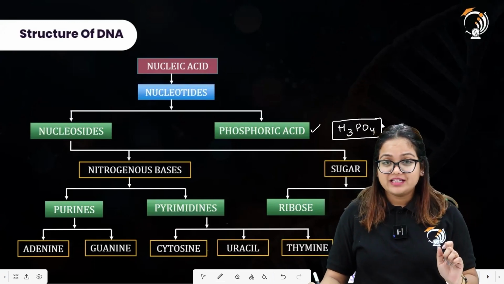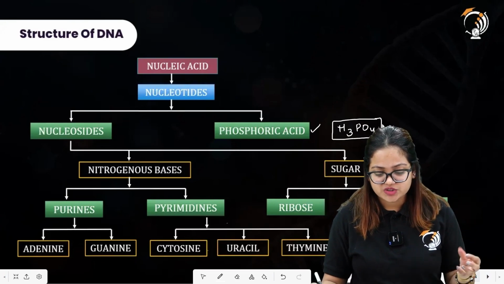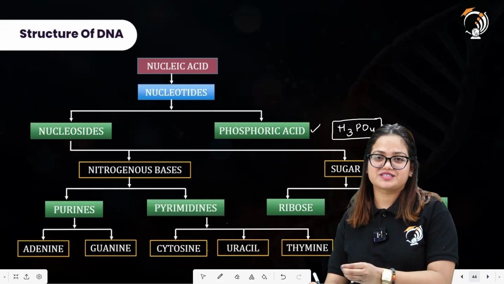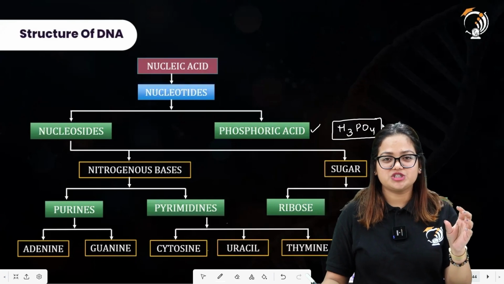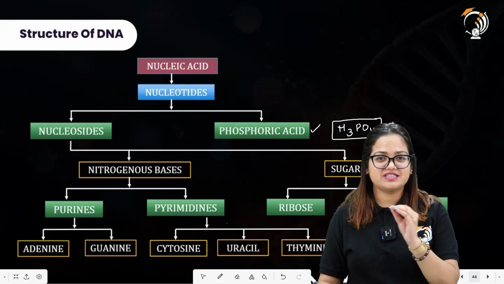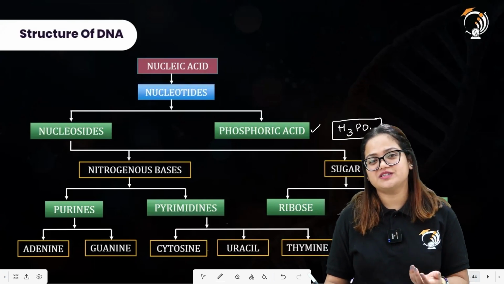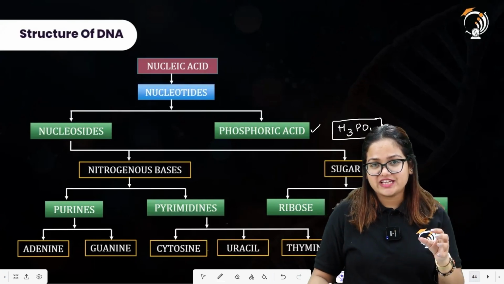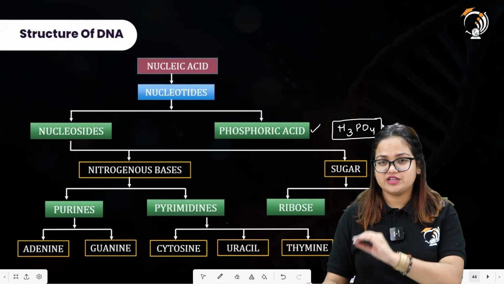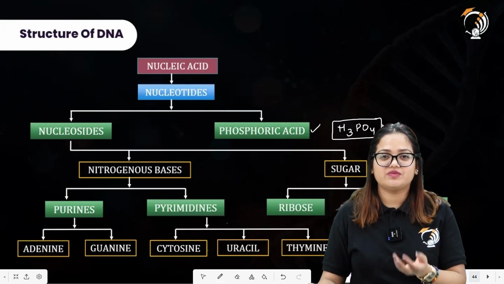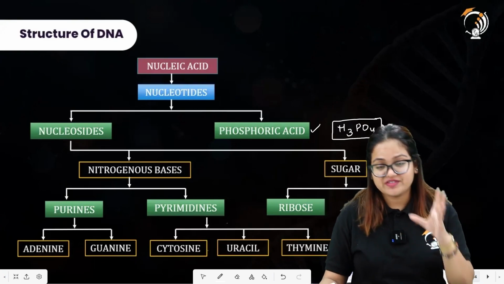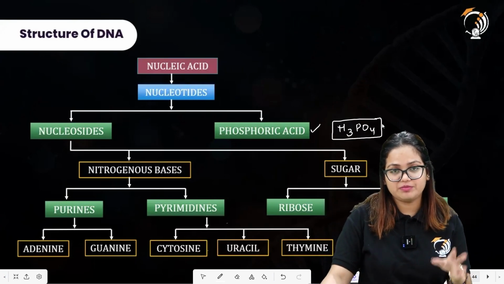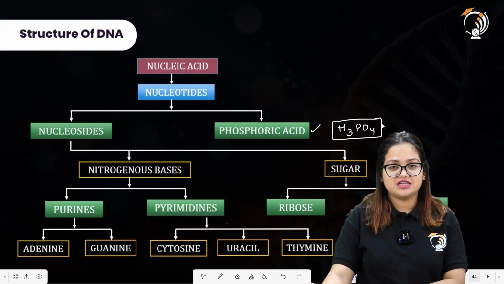What are the nucleosides? These are nitrogenous bases combined with the sugars. Whenever the nitrogenous base is attached to sugar, we will say that this is a representation of a nucleoside. And whenever we combine the nucleoside with the phosphate group, this will give us the nucleotide. So here we have nitrogenous bases which can be purines and pyrimidines.